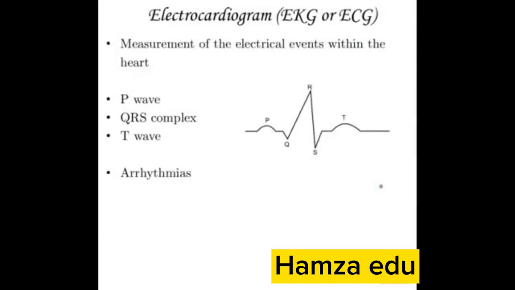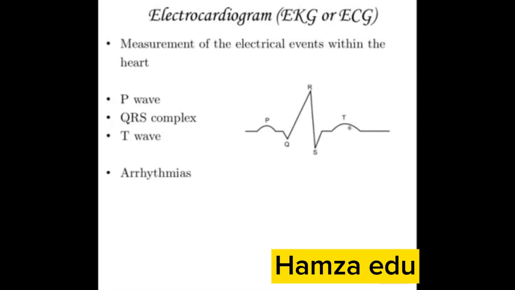An EKG or ECG stands for electrocardiogram. The English abbreviation would be ECG. EKG comes from the German for cardio. You can use either one. EKG and ECG are the same thing. This is a measurement of the electrical events within the heart. And when we look at one single boop, boop, there are a few different points.